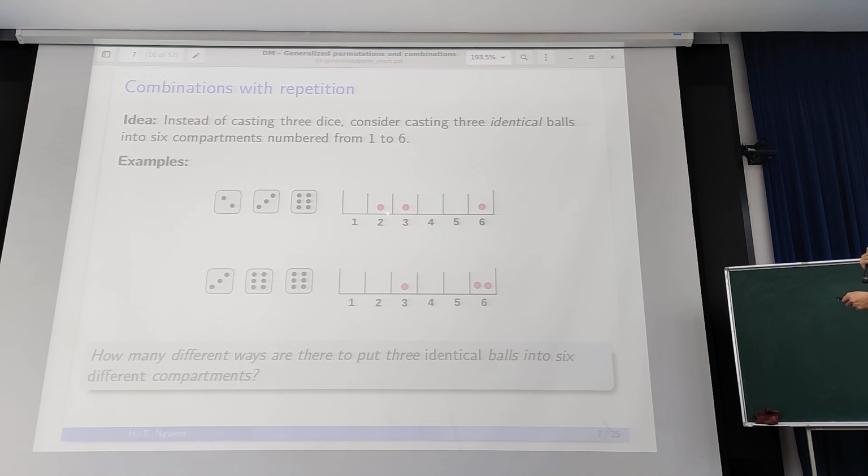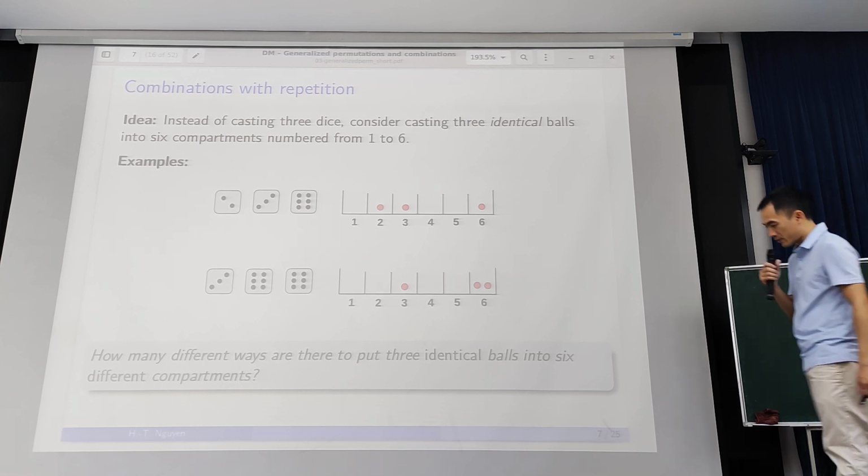Note that the balls are the same. Here you have 2 balls in box number 6, but you don't know which ball is thrown in first, because the order doesn't matter. So we only care about the number of balls in each box. I emphasize the word identical, so it is important here. When the balls are identical, the order is not important.